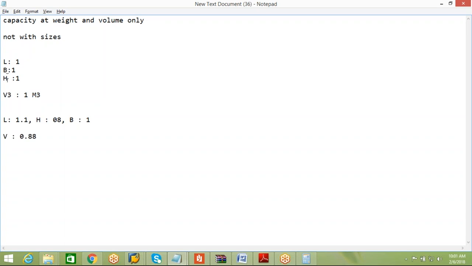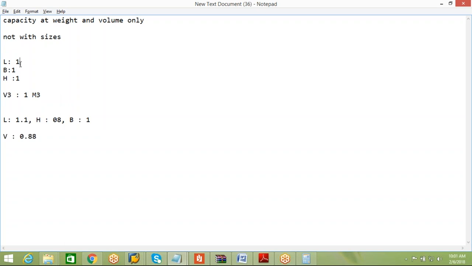This bin. Okay. But in a realistic 1.1 length is there, we cannot keep into this 1 meter. My product length is 1.1. But here length is only 1. Volume wise it will allow, but length wise it cannot allow. A small thing is there within the system.